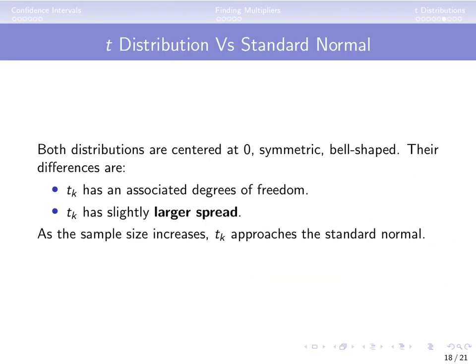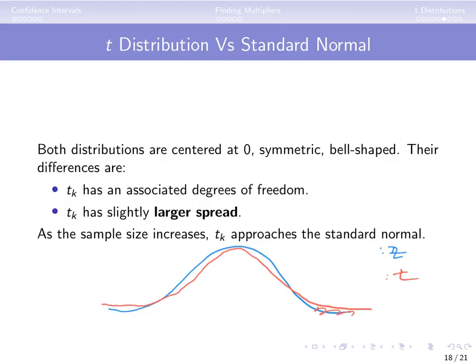Now, what's the comparison between a t distribution and a standard normal distribution? Both are centered at 0, with a symmetric bell shape, so the general shape is still the same. The only differences are that the t distribution has associated degrees of freedom, and the t distribution has larger spread. So what does this mean? If I sketch, with blue representing the standard normal and red representing the t distribution, the t curve will probably look a little bit like this. It has a little bit more area in the extreme values.